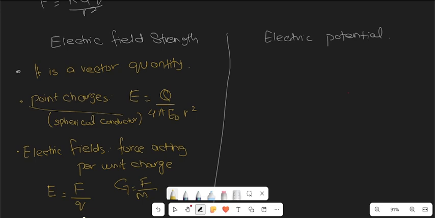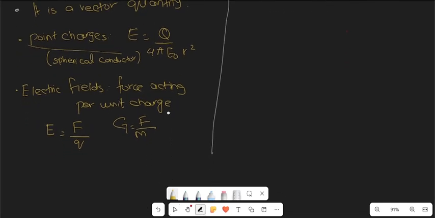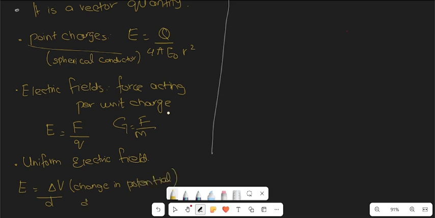Now, what if you have uniform electric fields? Now here is the catch: uniform electric fields. For a uniform electric field, E is the change in potential over distance. So this is change in potential and this is distance. Now a lot of people confuse this. There is a difference between electric field strength, that is only the formula for electric field strength, E equals Q over 4 pi epsilon naught r squared.